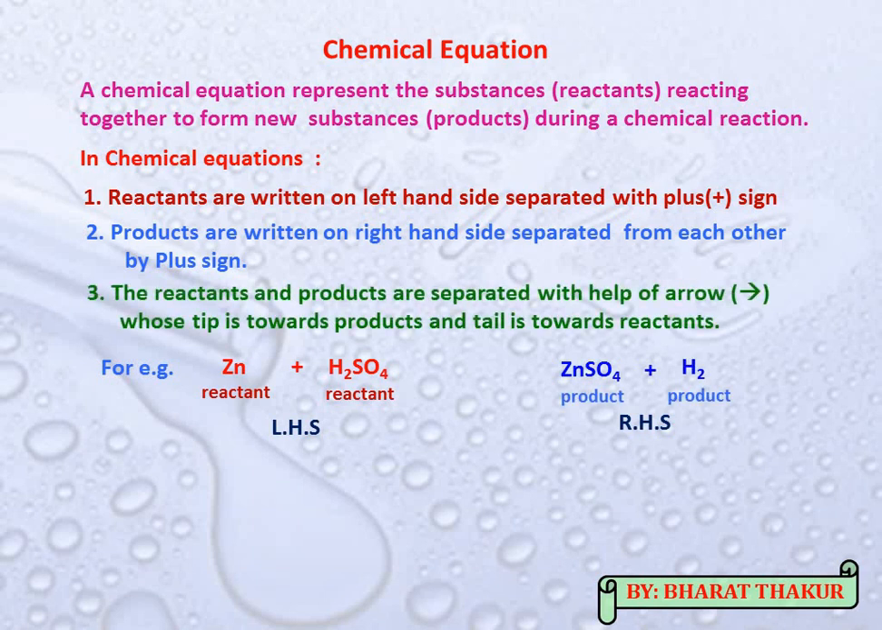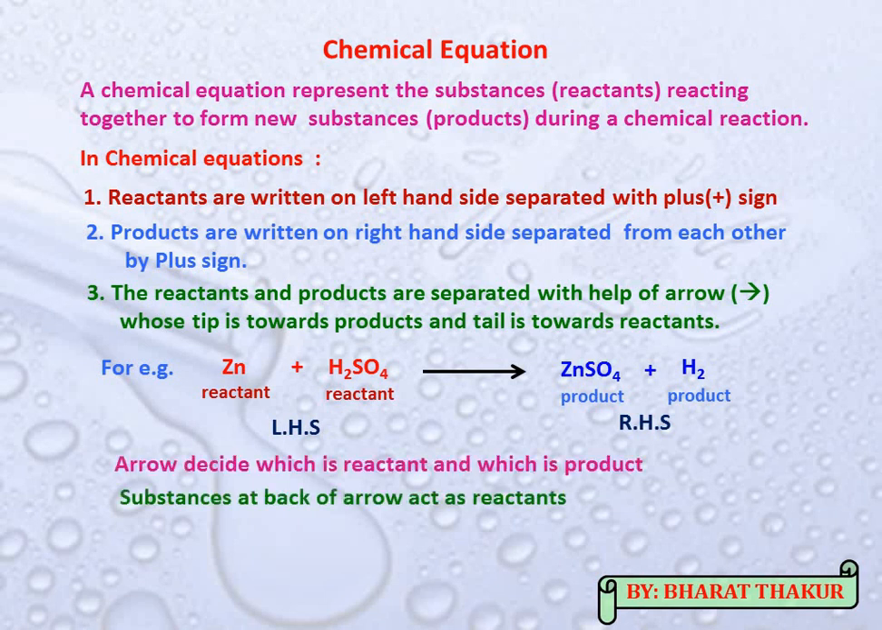And then, most important, the reactants and products are separated from each other with the help of an arrow whose tip is towards the product and tail is towards the reactant, like this. This is the arrow which tells us which one is reactant and which one is product. The substances towards which the arrow has its tail are called reactants, and towards which the arrow has its head will be products. So the arrow decides which is reactant and which is product. Substance at the back of the arrow acts as reactant and substance in front of the arrow acts as product.